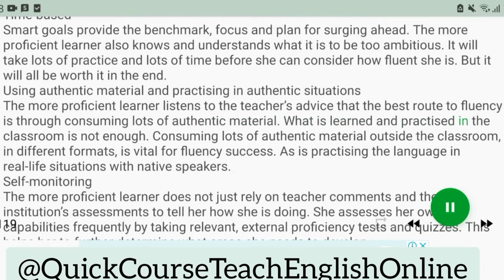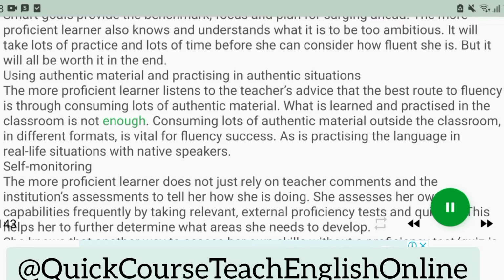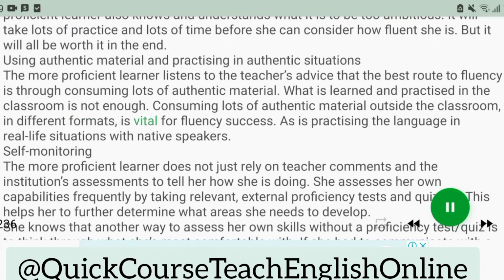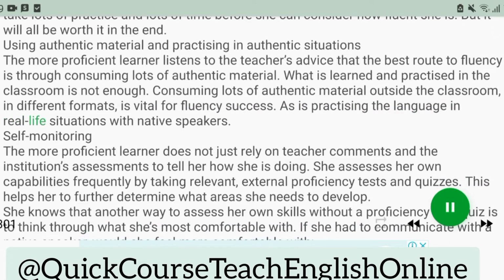What is learned and practiced in the classroom is not enough. Consuming lots of authentic material outside the classroom, in different formats, is vital for fluency success, as is practicing the language in real-life situations with native speakers.